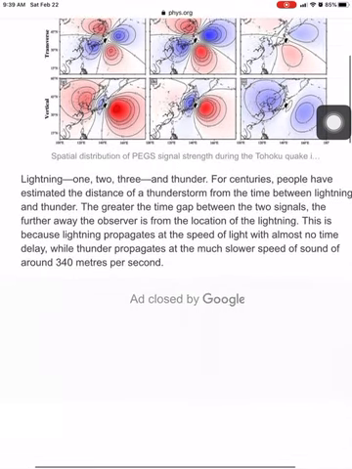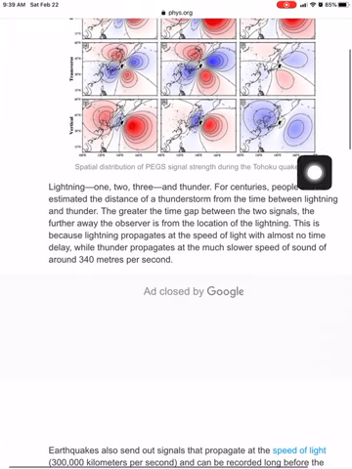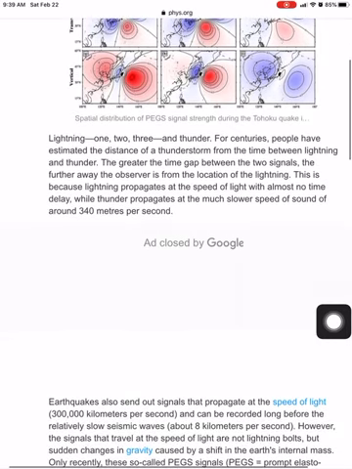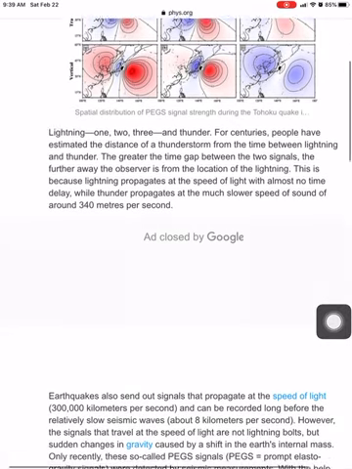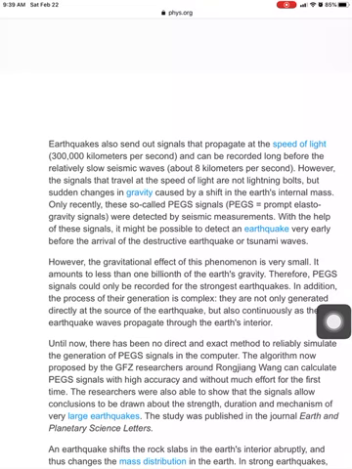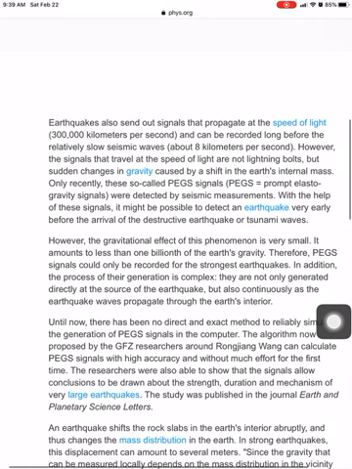For centuries, people have estimated the distance of a thunderstorm from the time between lightning and thunder. The greater the time gap between those two signals, the further away the observer is from the location of the lightning. This is because lightning propagates at the speed of light with almost no time delay, while thunder propagates at the much slower speed of sound of around 340 meters per second. Earthquakes also send out signals that propagate at the speed of light, 300,000 kilometers per second, and can be recorded long before the relatively slow seismic waves, about 8 kilometers per second.